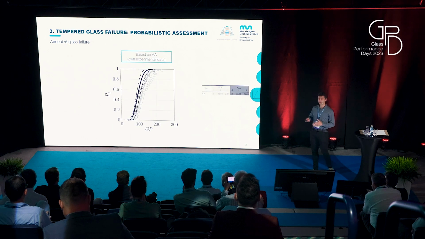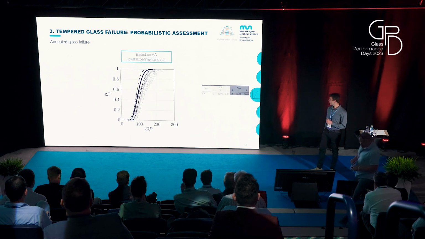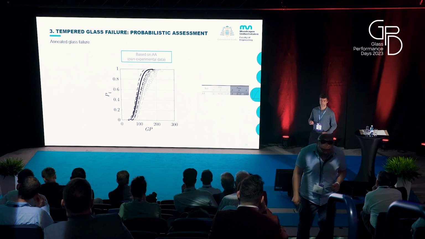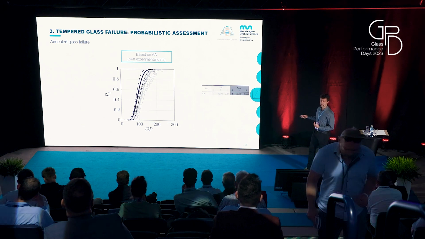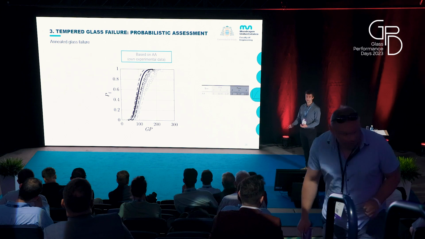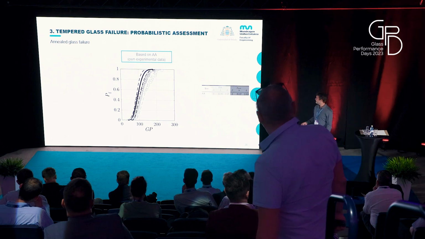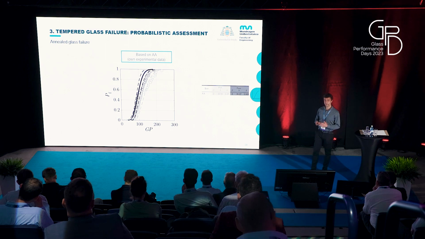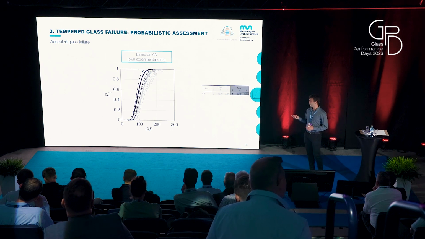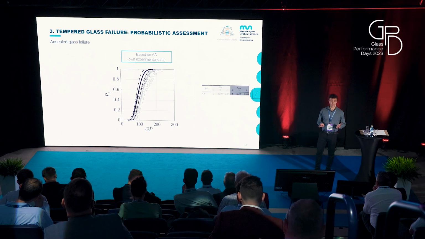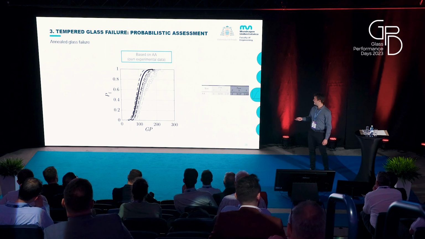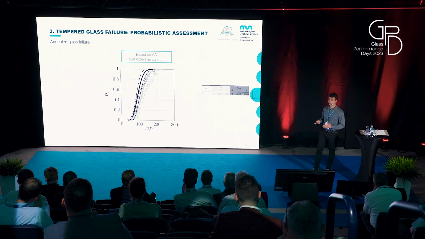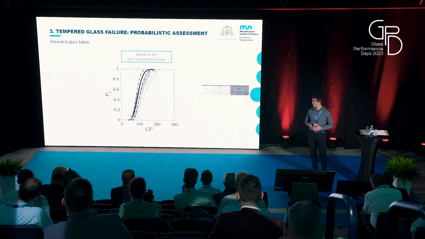So first, if we analyze the failure of annealed glass, here we can see the circles that are the experimental strength values for annealed glass plates, the ones that we have tested. The continuous black and gray lines refer to the predictions of our model. The colors refer to the selected failure criterion. And the dashed lines refer to the 5% and 95% confidence interval.